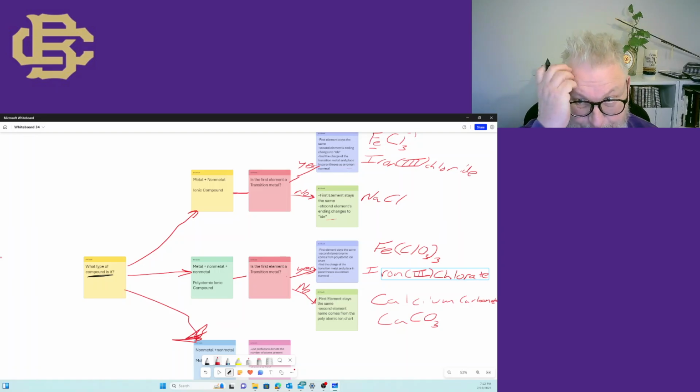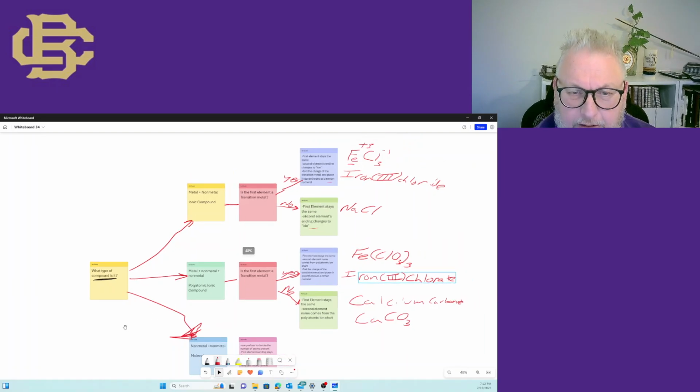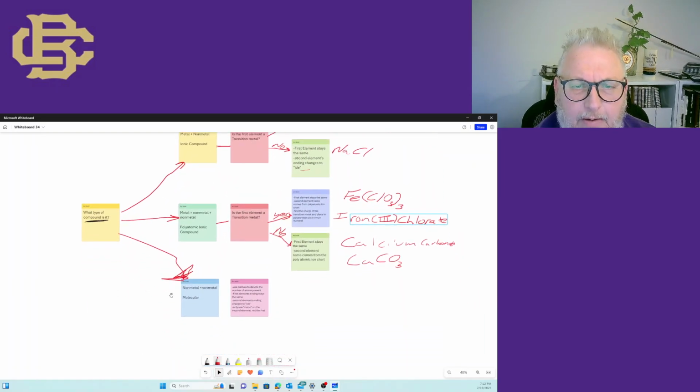We're done. Not hard. Okay, now we've got one more little thing we have to deal with here. What type of compound is it if you have a non-metal and a non-metal? It's molecular. So we're going to use prefixes to denote the number of atoms present. The first element stays the same. The second element will change to IDE. Now, we're only going to use mono on the second element, not on the first.